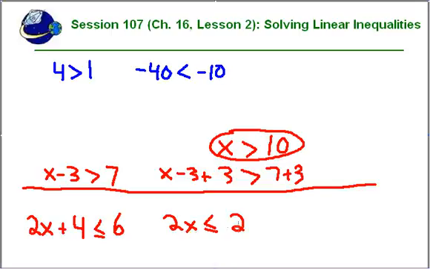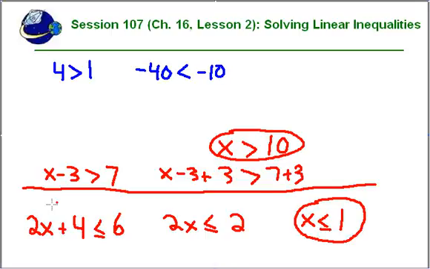X is still not by itself. We need to divide both sides by 2. After we've done that, 2x divided by 2 will leave us with x on the left side, and 2 divided by 2 will leave us with 1 on the right side. The solution to this inequality is x must be less than or equal to 1.